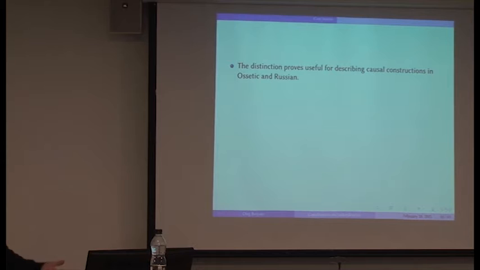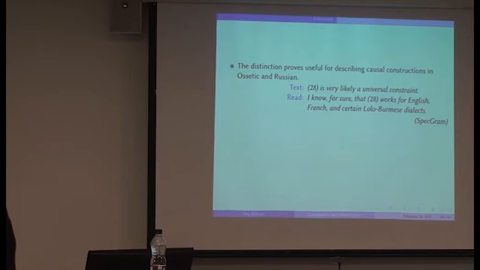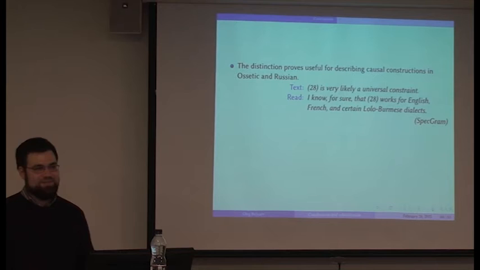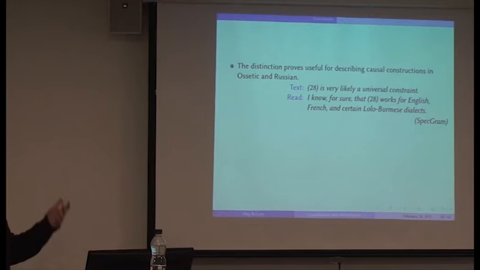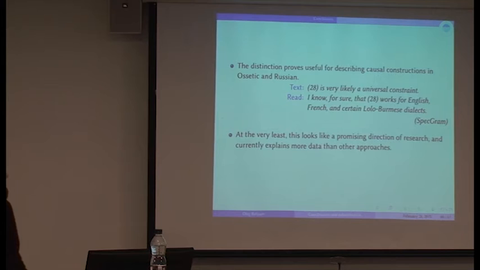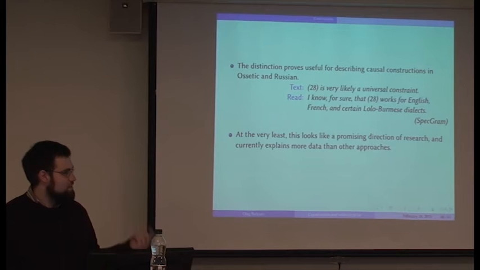But of course, this sounds like this joke from Spengram. If someone says 28 is very likely a universal constraint, it means that I know for sure that it works for English, French, and certain other Burmese dialects. So I've made a similar claim here. Basically, it means for English and Russian, for Russian and Ossetic, therefore, it's sort of universal. It should work everywhere. Of course, I don't know this. But at the very least, it looks like a promising direction, and currently it explains more data than the other approaches, and I hope that it can, in the future, work for other languages and explain the data too. So thank you very much.